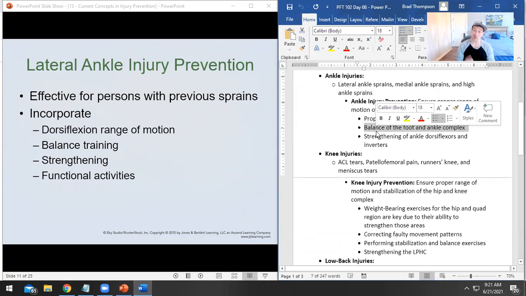Balance training is huge as well. We know that if we have proper balance, we're going to recruit the muscles in our legs. We're going to move the way we're supposed to. Again, kind of just bringing awareness to the body, which we just talked about is huge.